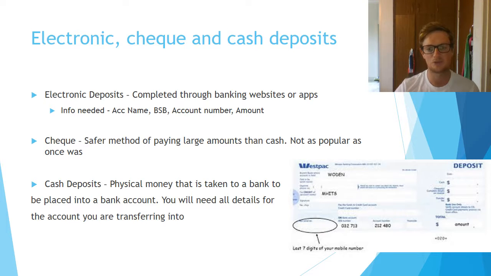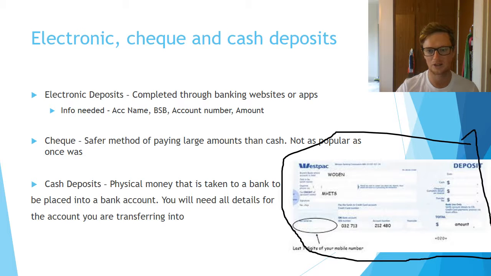So there's an example of a check down the bottom here. Good circling job. Again, need fairly similar information. It's just a safer way of doing it rather than the last example there, which is a cash deposit. Okay, so with the check, it can only be deposited into the account that you stipulate on the check. So that way if you're handing it over to somebody, you know it's going to go into the right account.